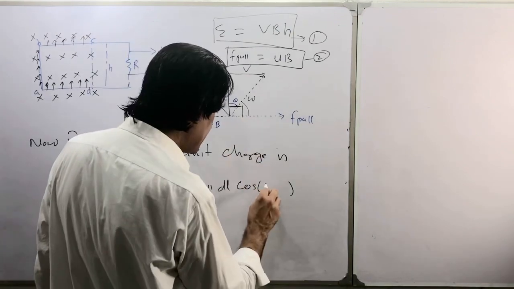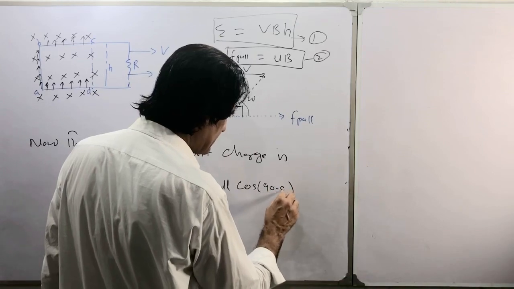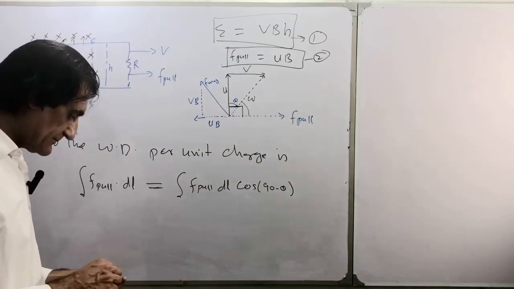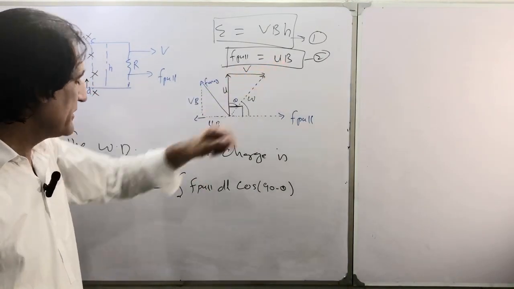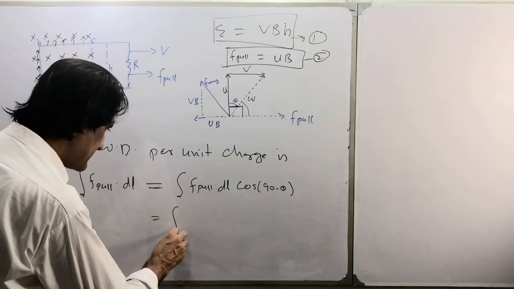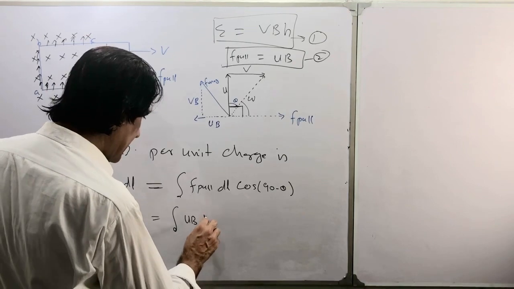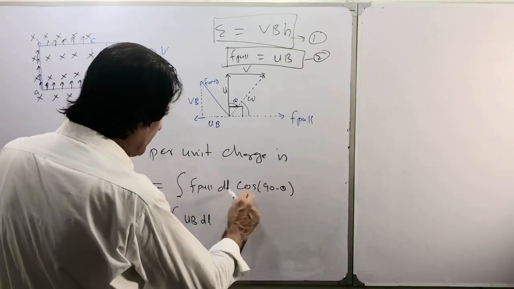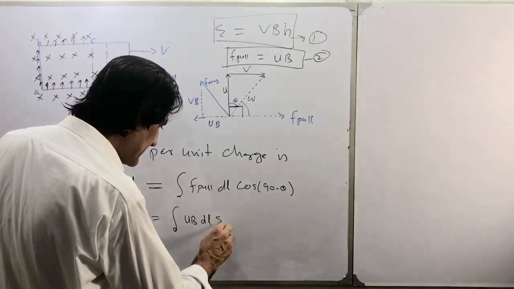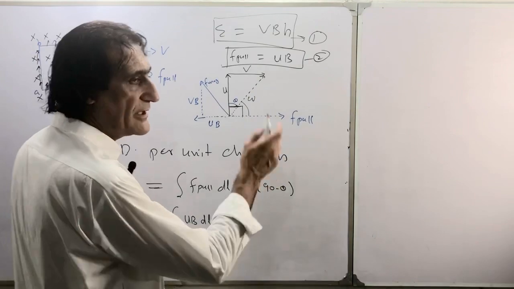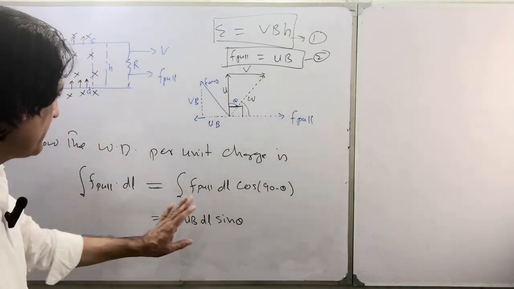And here I can write like this, 90 minus theta. So what is F pull? We have already calculated this: F pull is equal to UB and DL. With this identity, if we open it, we can get sine of theta. You should do this by yourself because this is not a big problem.